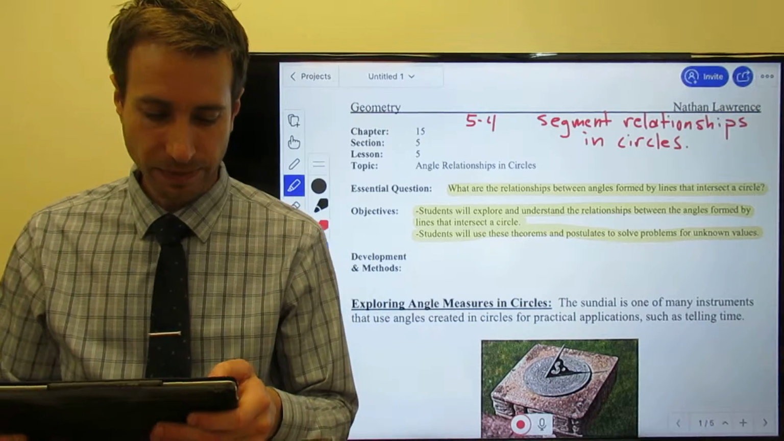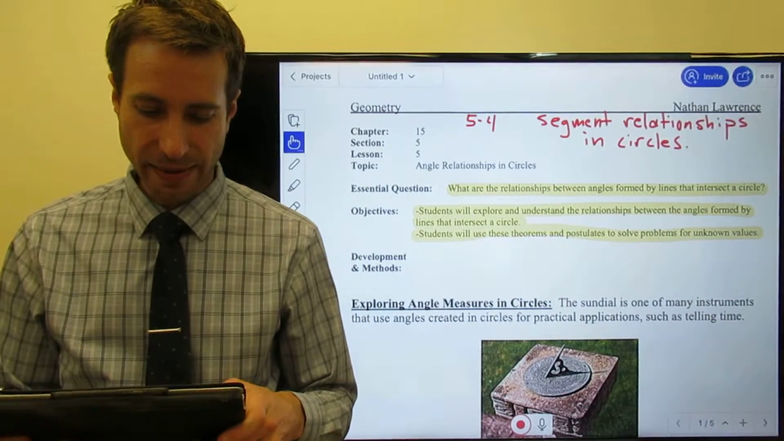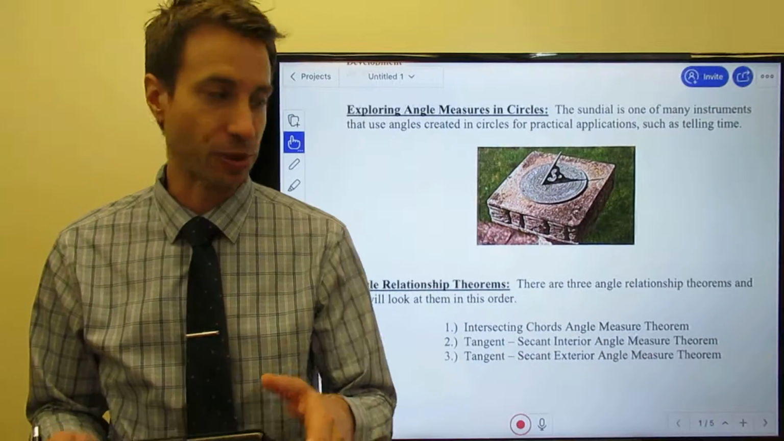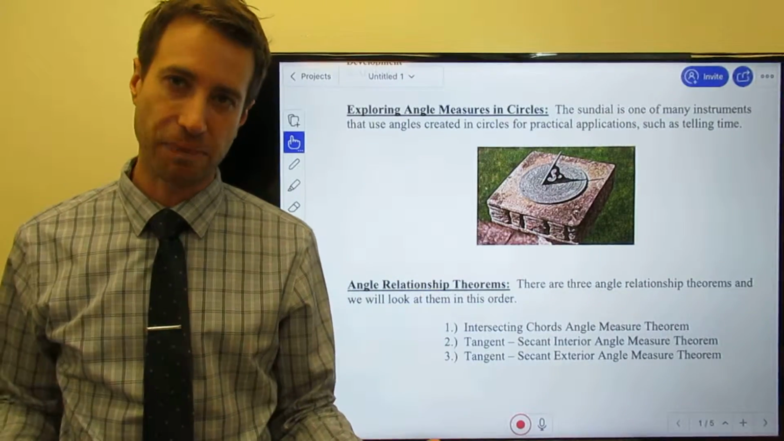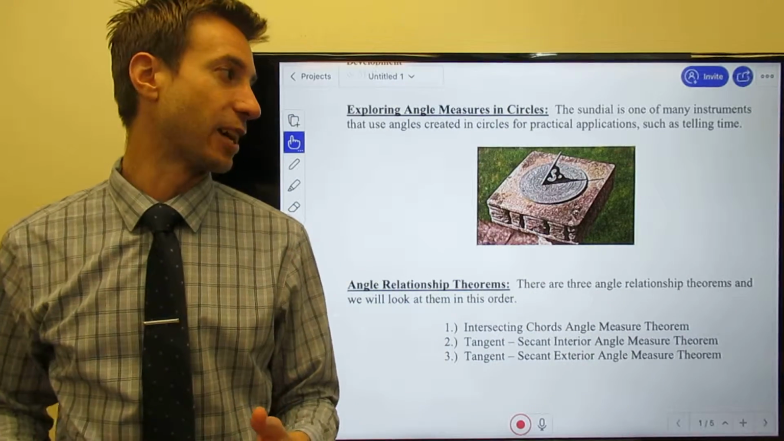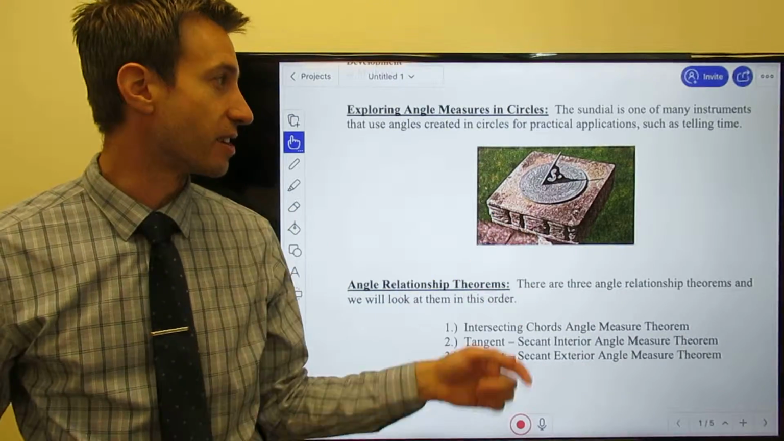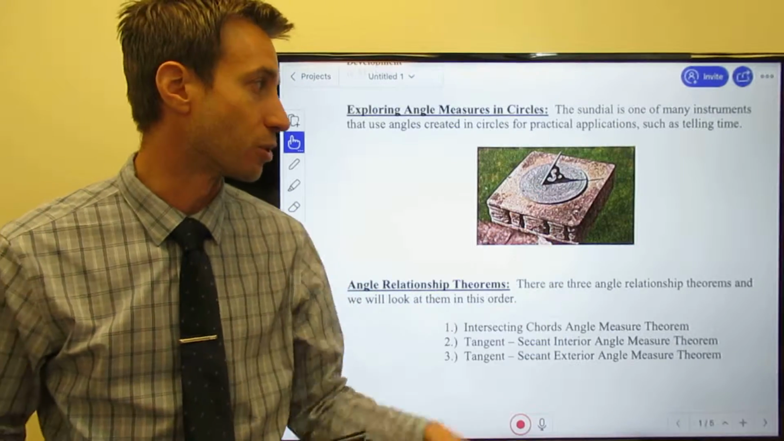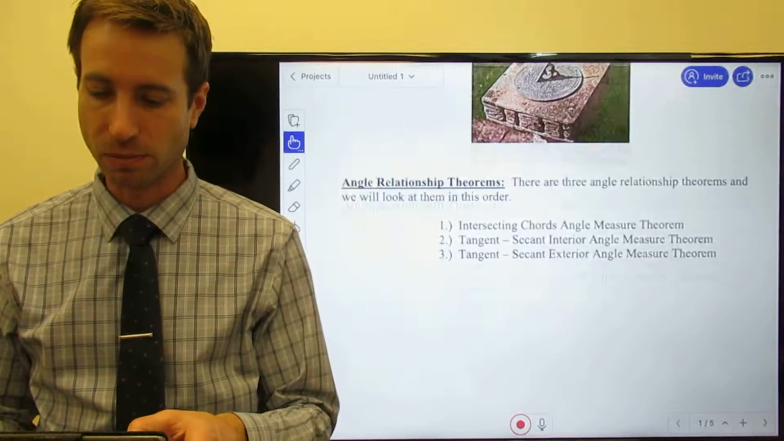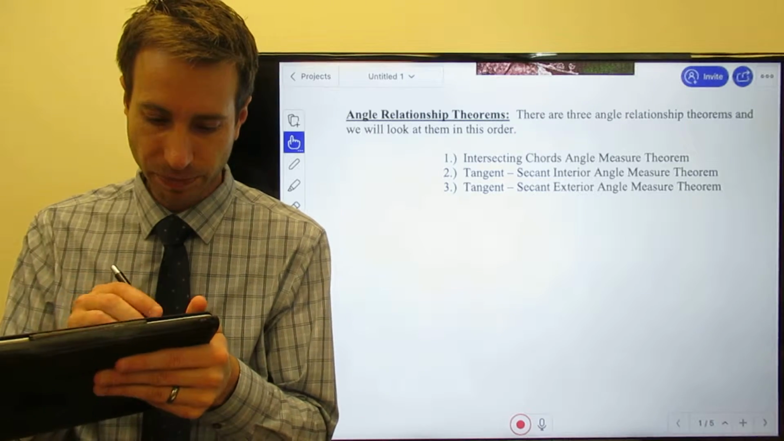Let's jump into this. Just real quick, a brief description: we're going to be exploring the angle measures in circles. There are lots of applications to these angle measures. One in particular is a sundial, where the application of the angle measures inside of a circle helps us to tell time.